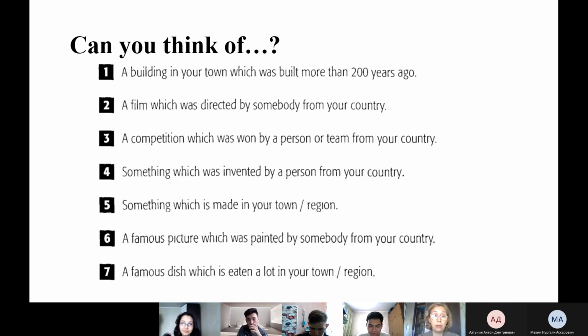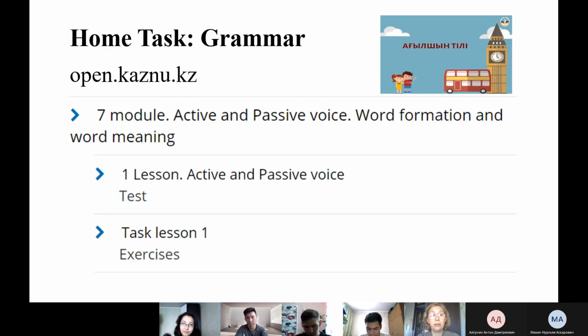Well, this is the way we normally use the passive voice when we speak about something. And the homework for the next class will be on the site open.kaznu.kz. This is the grammar task. There are two English courses on this site. Please open the active course, which started on January 25th, because there is another one in the archive. I don't know if it works, but we will open the active course.